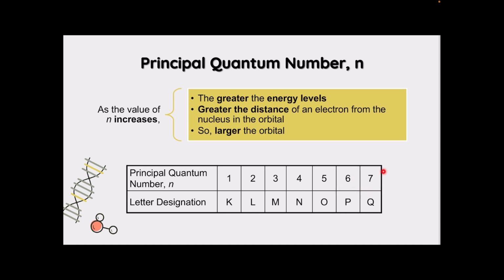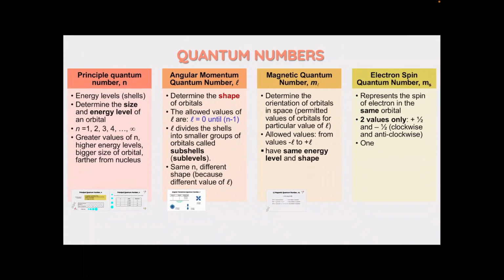So if we have an electron on the seventh principal quantum number, that electron will experience much weaker attraction forces with the nucleus compared to an electron located at the first principal quantum number. This is due to the greater distance between the seventh principal quantum number and the nucleus. But the electron located at the first energy level, or first principal quantum number, will experience greater attraction forces with the nucleus due to its closest position to the nucleus.